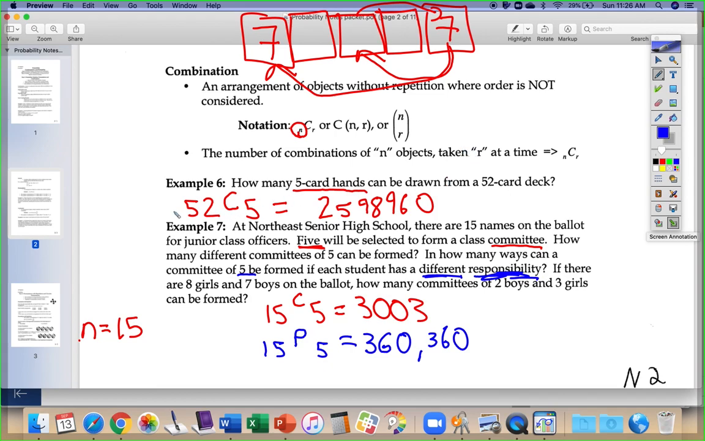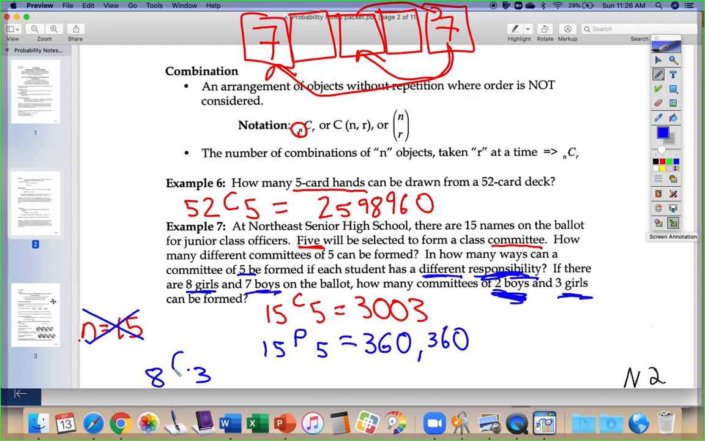Our last one brings up a little bit more. This one brings the counting principle. It says if there are 8 girls, 7 boys, how many committees of exactly 2 boys and 3 girls can be formed? So no longer do we have 15 in total, because now we have subgroups. We have 8 girls as the total number of girls, and we want to just get a group of 3 of them.